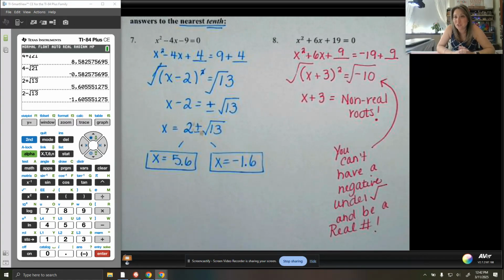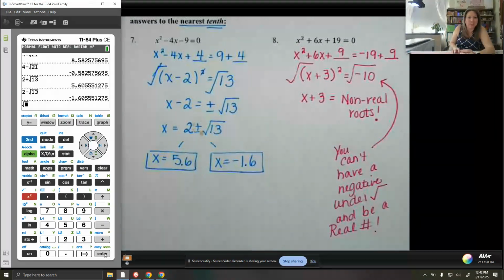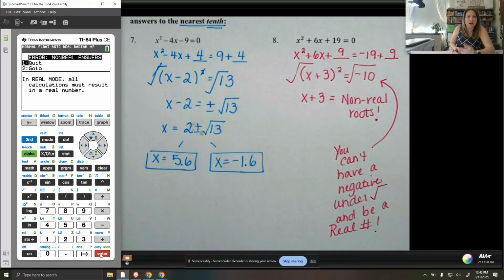12 seconds later. All right, so how many of you tried to take the square root of negative 10 on your graphing calculator and got an error? Right? Because we can't take the square root of a negative number and get out a rational answer, or excuse me, a real answer. It's not rational, it's not irrational, it's not even real. If you run into a negative under the radical, that's where you stop immediately and you say, oh, I don't have a real answer here. No real answer, 0 real roots.